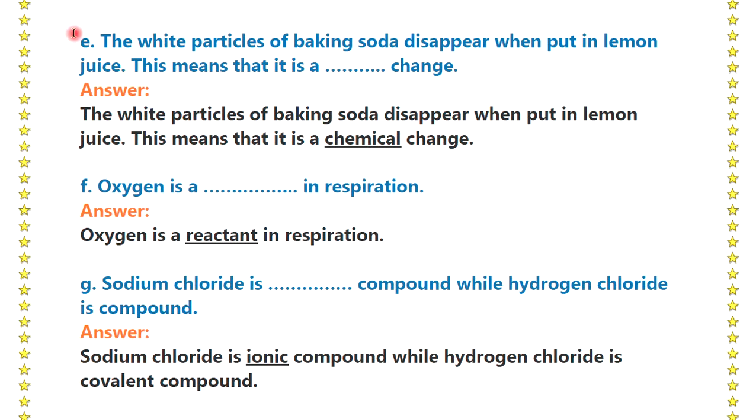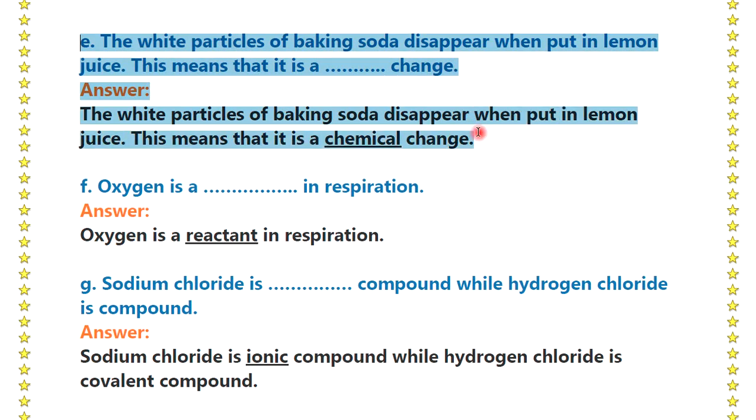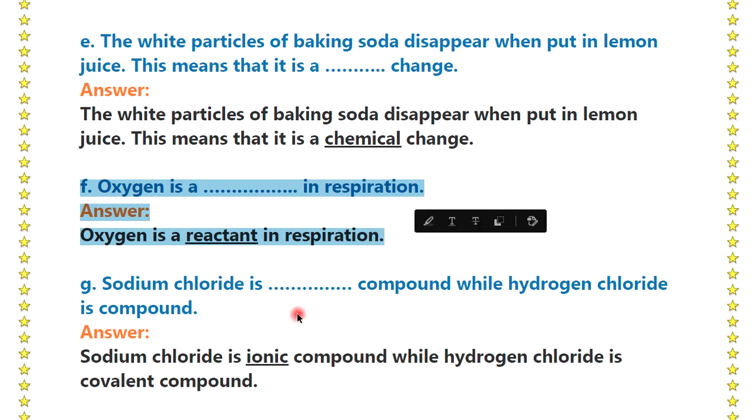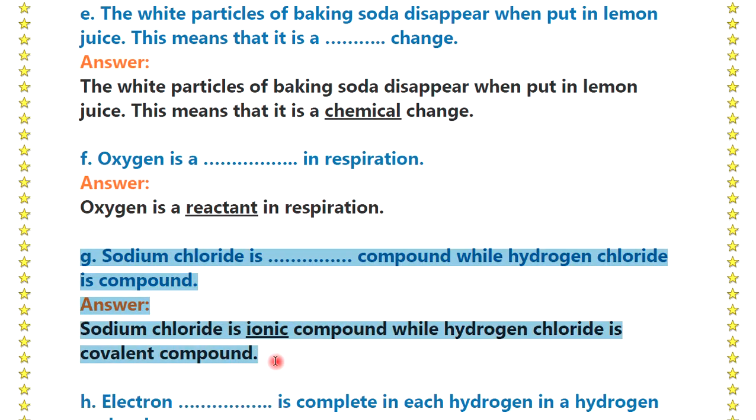Then E: the white particles of baking soda disappear when put in lemon juice. This means that it is a dash dash change. Answer: it is a chemical change. Then F: oxygen is a dash dash in respiration. Answer: oxygen is a reactant in respiration. Then G: sodium chloride is a dash dash compound while hydrogen chloride is a compound. Answer: sodium chloride is an ionic compound while hydrogen chloride is a covalent compound.